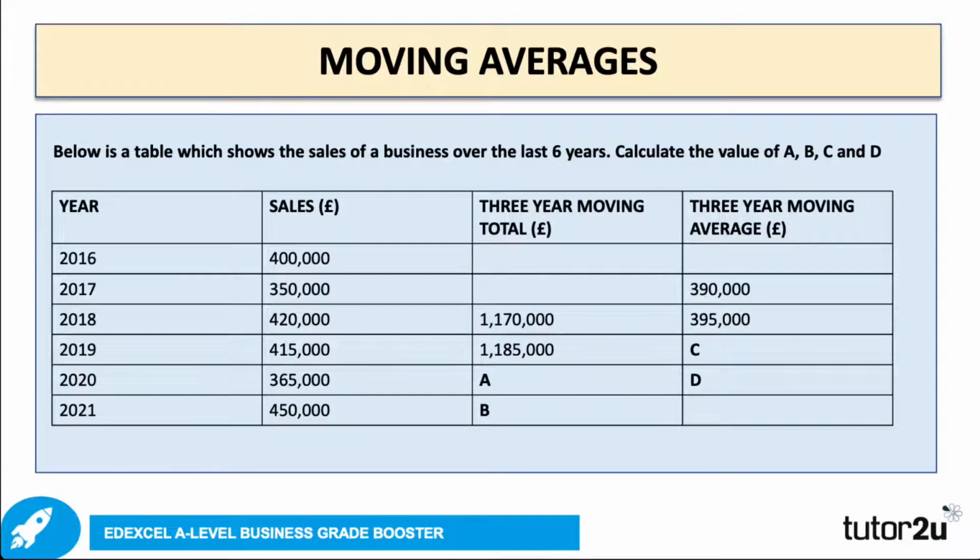So moving averages. I wanted to spend a little bit of time on moving averages because it's been examined previously, and it's a difficult concept. So the theory behind moving averages is, if we have a look at the table on screen, we want you to calculate the values of A, B, C, and D. Could it be a 4-mark question? Well, of course it could be, because you might be asked to calculate A, B, C, and D, which would be your 4 marks.